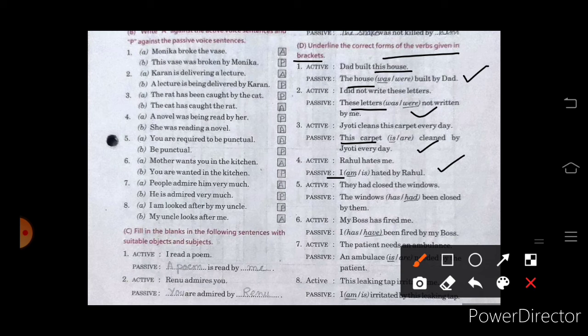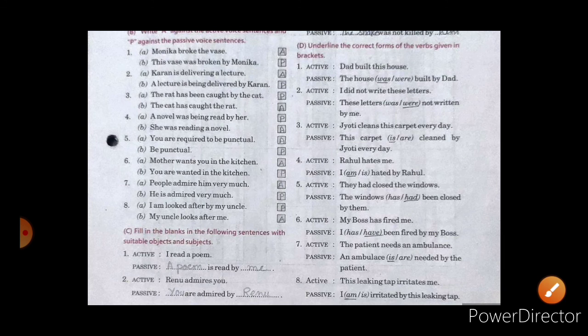In the fifth sentence, no matters if our subject is singular or plural because had is used in the active voice, that's why we use had in the passive voice. In the next sentence, with I we use have. In 8th sentence, an ambulance is singular, that's why we use is here. In the last sentence, with I we use am as an helping verb.